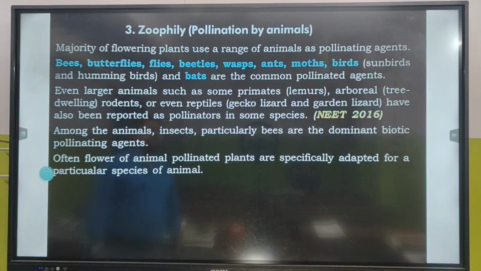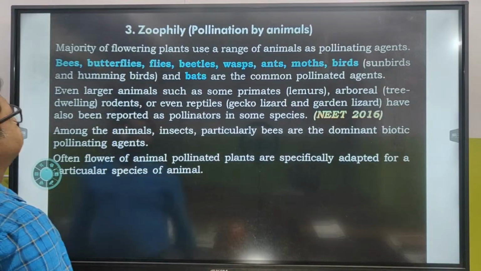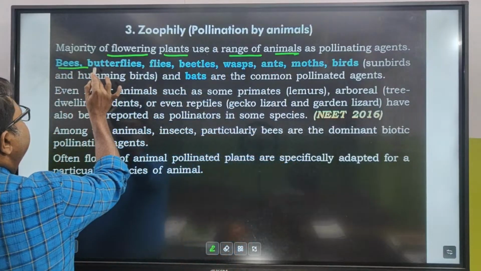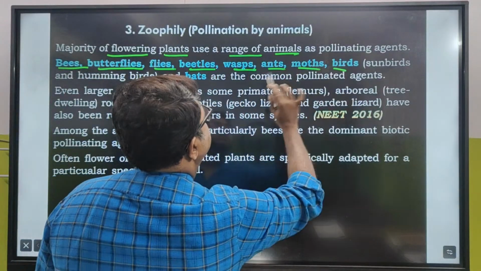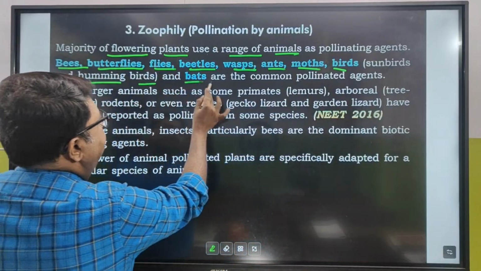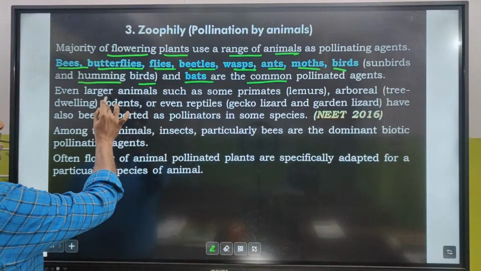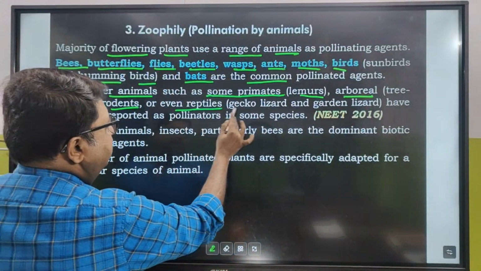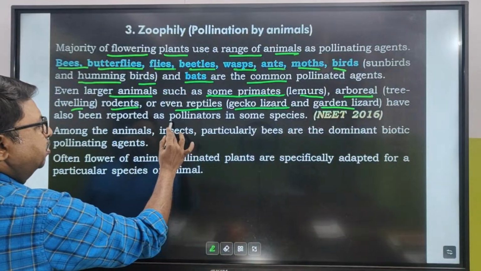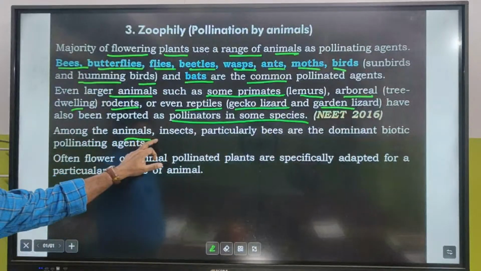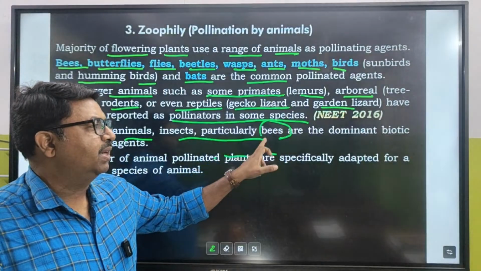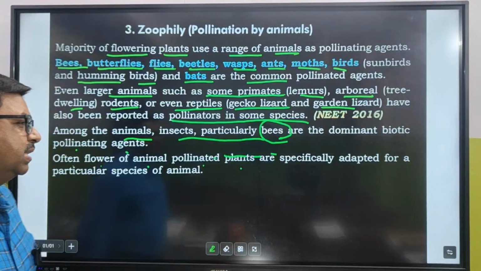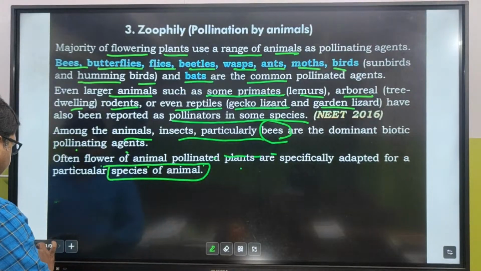Come now to zoophily. That is pollination by the help of animals. Majority of the flowering plants use a range of animals as pollinating agents. Bees, butterflies, flies, beetles, wasps, ants, moths, birds, sunbirds and hummingbirds, and bats are the common pollinating agents. Even larger animals such as some primates, lemurs, arboreal tree dwellers, rodents or even reptiles, gecko lizard and garden lizard have also been reported as pollinators in some species. Among the animals, insects, particularly bees, are the dominant biotic pollinating agents. Often flowers of animal pollinated plants are specially adapted for a particular species of animals.